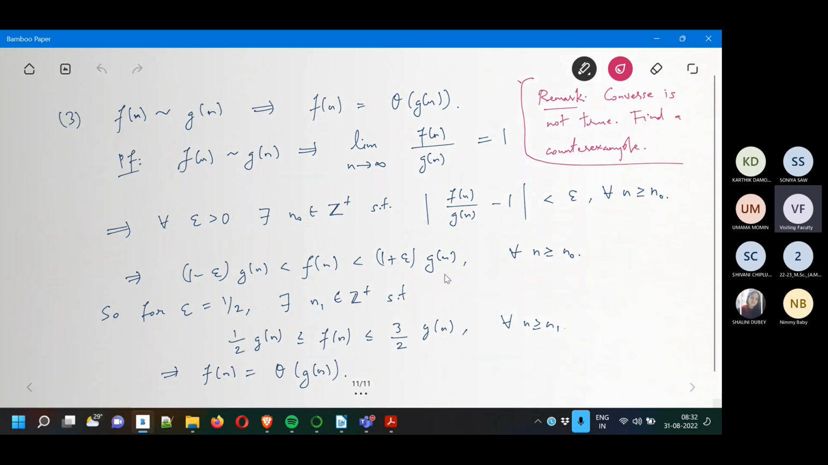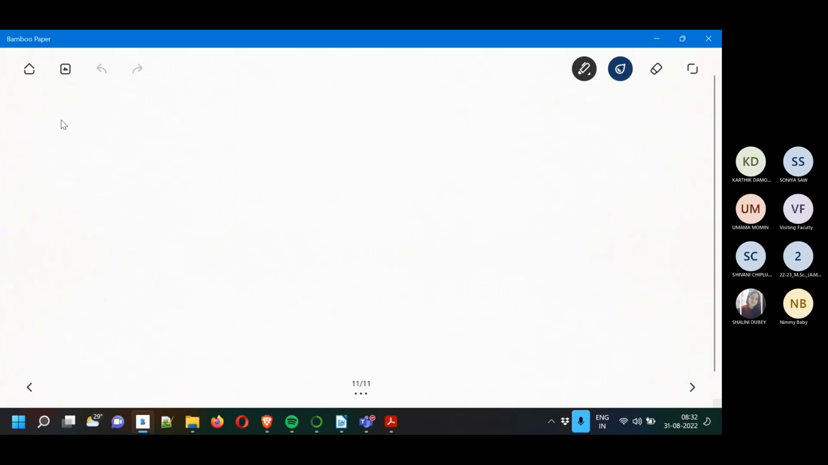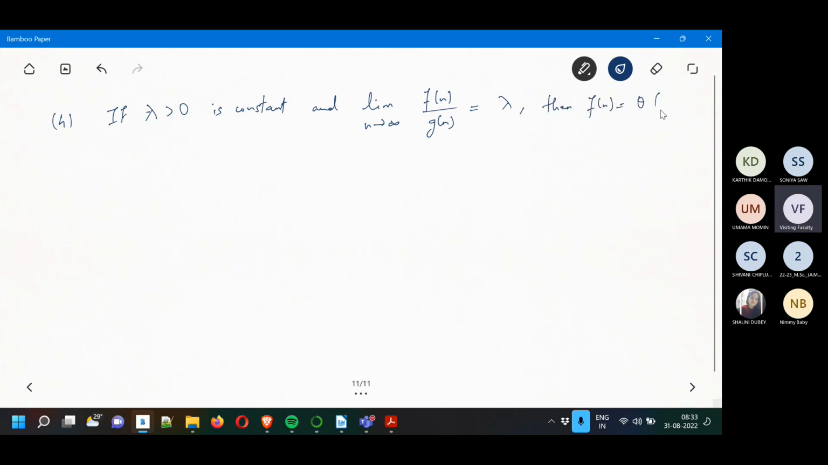Something even stronger is true when you consider limits. So you don't need the limit to be 1. The limit could be anything positive. So if lambda is a positive constant, lambda greater than 0, and limit n tending to infinity, fn by gn is lambda, then fn is theta gn.